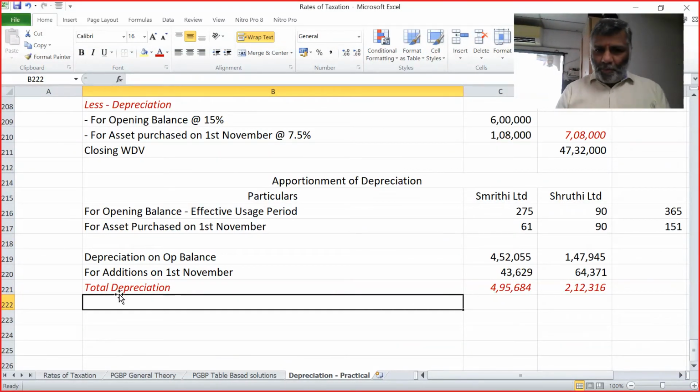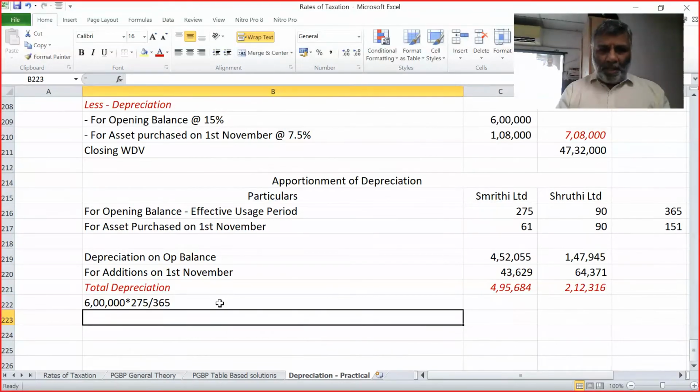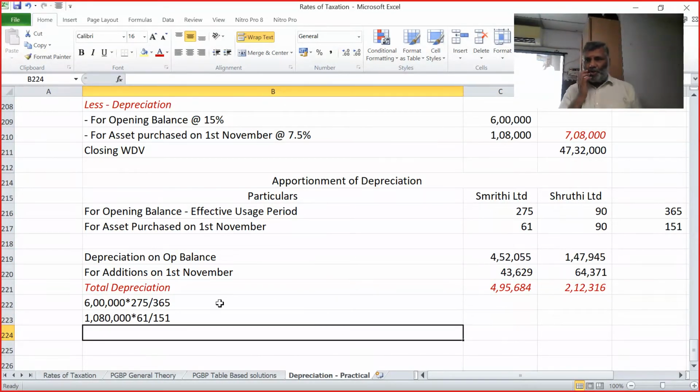So once more, for the opening balance, I did 6 lakhs into 275 divided by 365 for Smriti. For the addition, I did 1,08,000 into 61 by 151. That's how I got the amount for Smriti Limited, and the remaining is for Shruti.